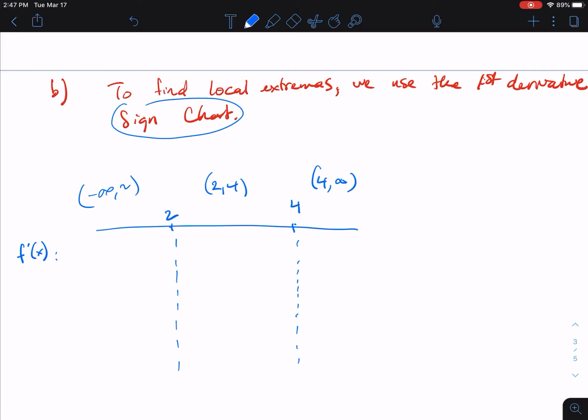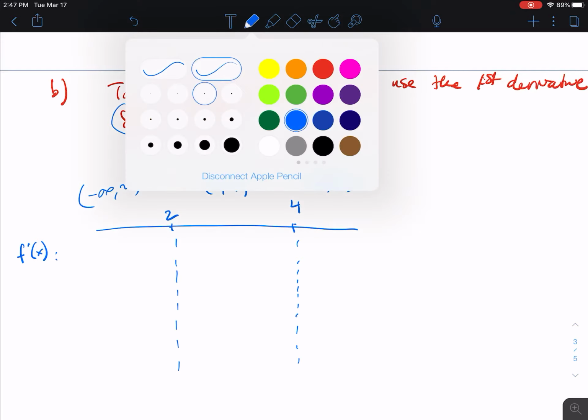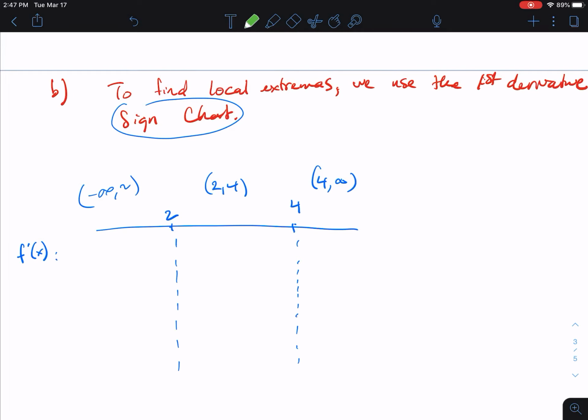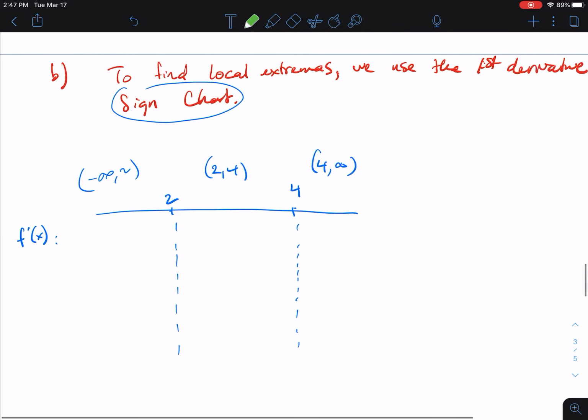So we're going to pick a test point. I'm going to pick a point to the left of 2, so let's say we pick -3, for example. If we test one of these values of x and look at the derivative there, whatever the result is will be true for the entire region in this section. So how do we test for the sign?